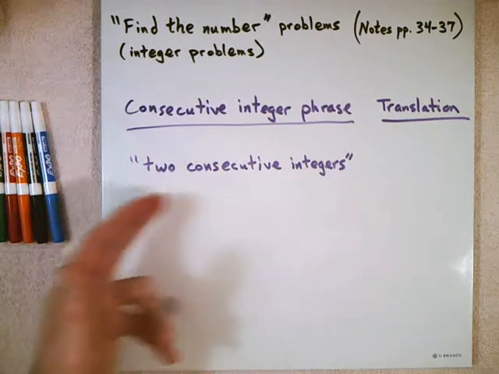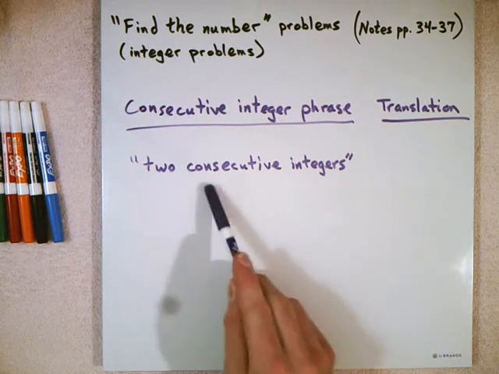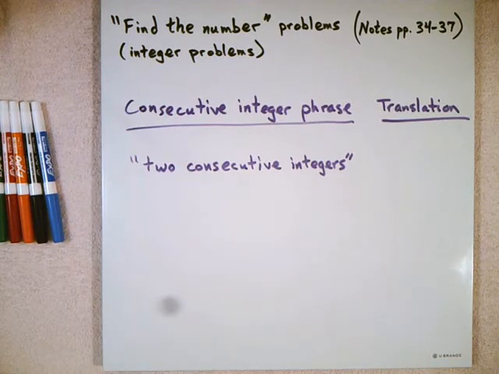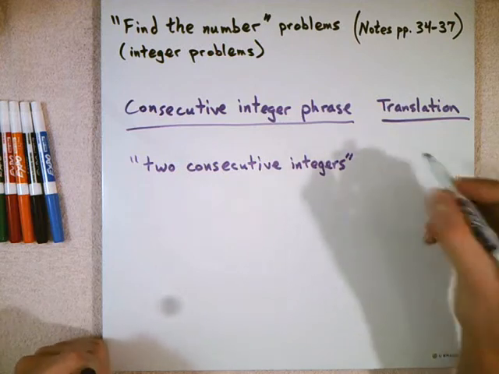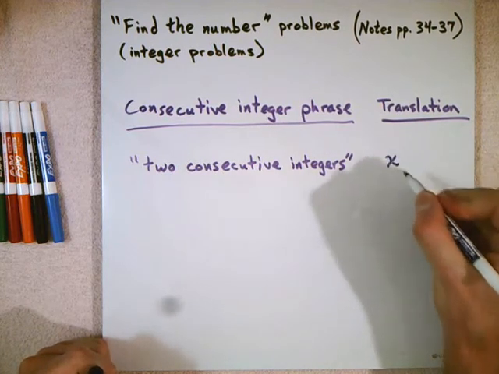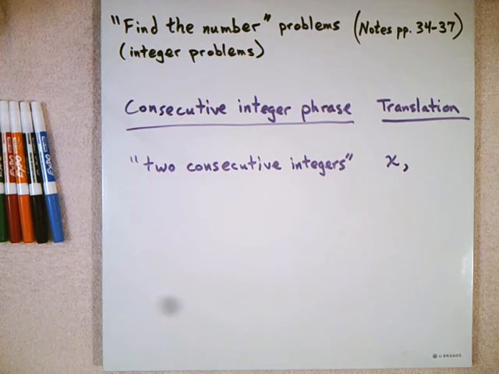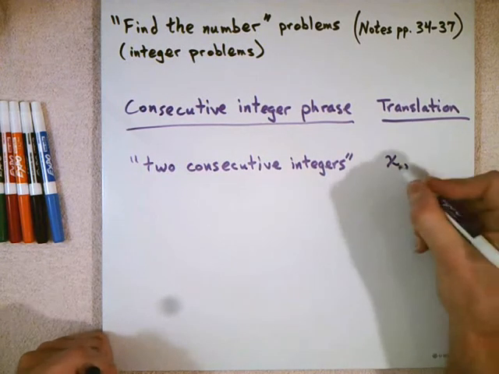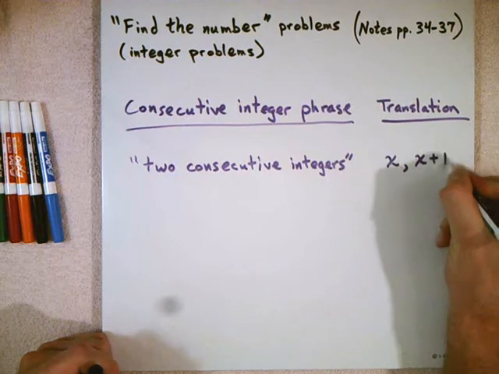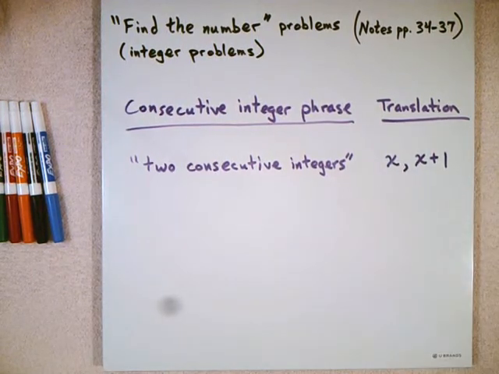Well, you take advantage of the fact that they're consecutive. They're right next to each other. And so that would be something like 4 and 5, right? Or 9 and 10. How does that translate? Well, if you let x be the first of the two consecutive integers, the smaller of the two, then the next integer right above it would have to be one more than that, right? So the next integer right above x would have to be x plus 1. And so there is how I can represent both integers with a single variable.